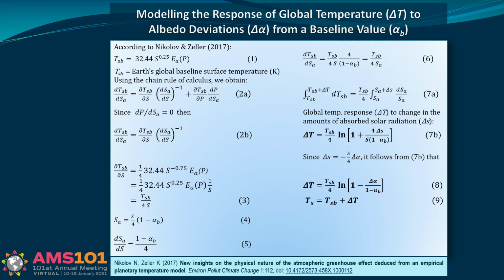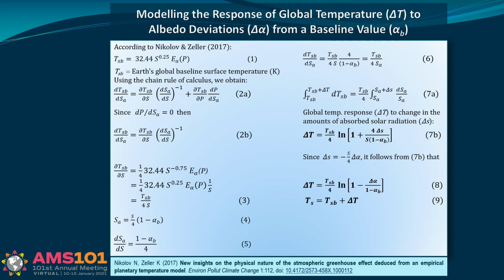Equation 6 is the final expression for the total derivative of the baseline global temperature with respect to absorbed solar radiation, S sub A, obtained upon substituting in equation 2b the partial derivatives defined earlier. Equation 7a integrates equation 6, while equation 7b shows the final result of that integration, which quantifies delta T as a function of delta S. This expression implies that the global temperature sensitivity to absorbed shortwave radiation is proportional to the absolute temperature and increases logarithmically with the baseline albedo, alpha sub B.